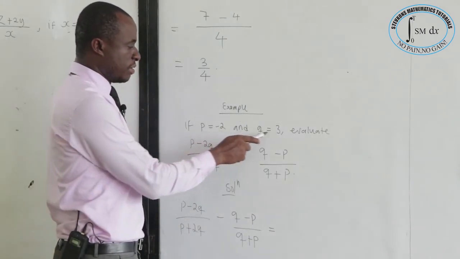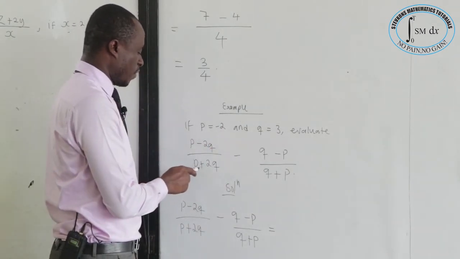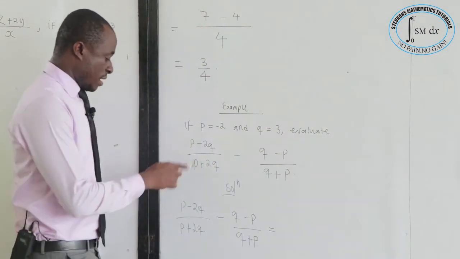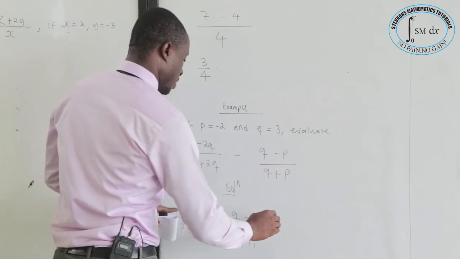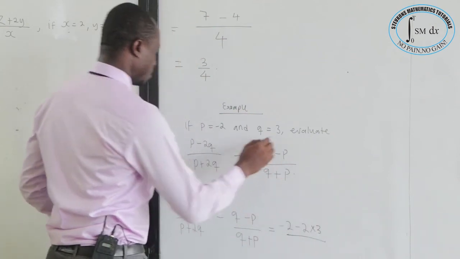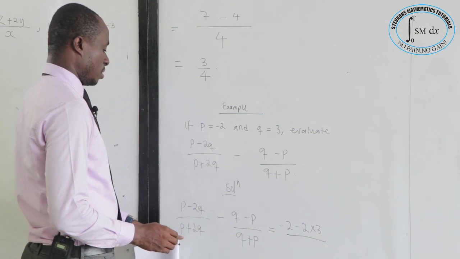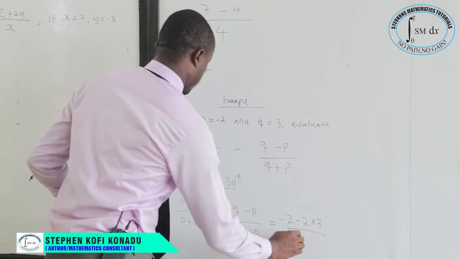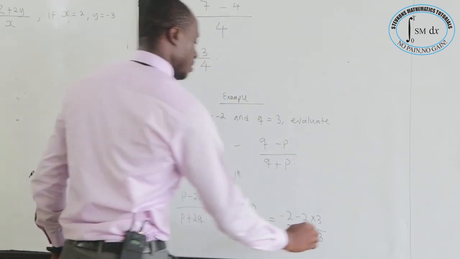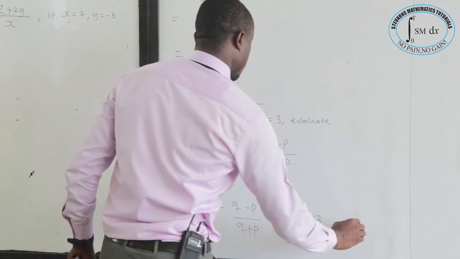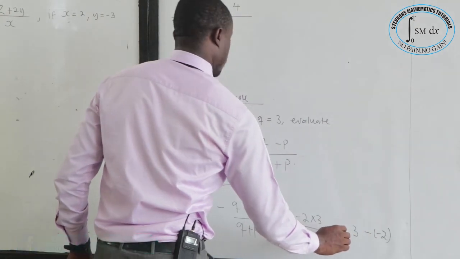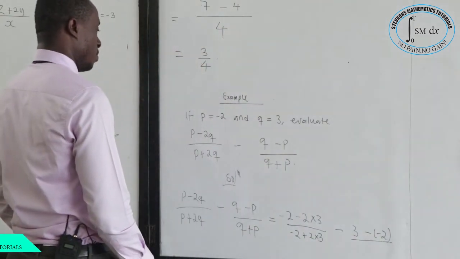If p is negative 2, q is 3, we want to evaluate p minus 2q over p plus 2q, minus q minus p, over q plus p. Now what is p? Negative 2. So wherever you see p, that's negative 2 minus 2 times q. What is my q? My q is 3. Over p plus 2q. What is my p? P is negative 2 plus 2 times q. My q is 3. Minus q, which is 3, minus p. My p is negative 2, so I'll put it in bracket. All over q plus p.